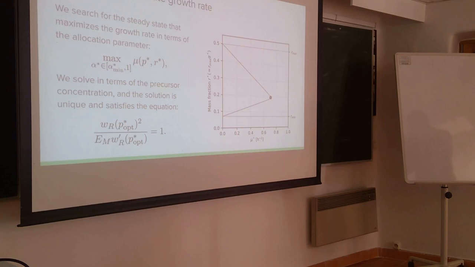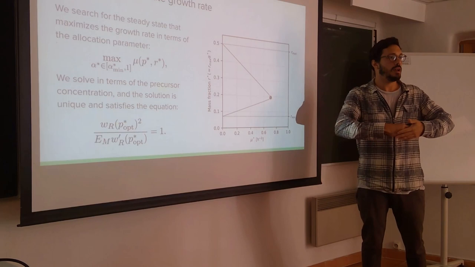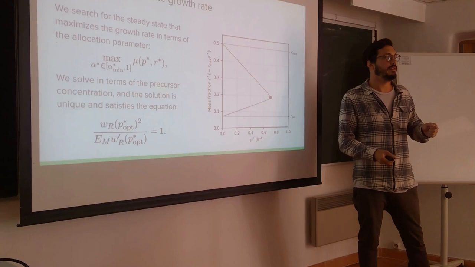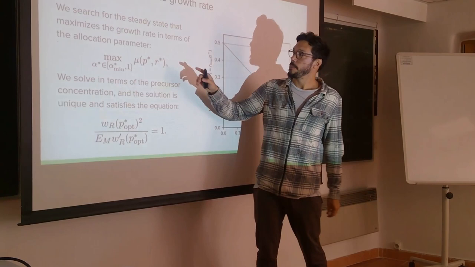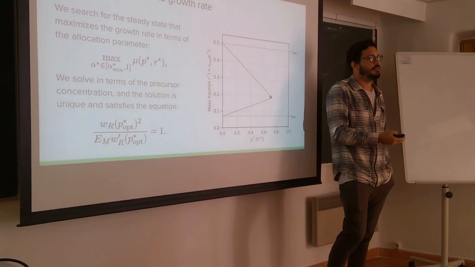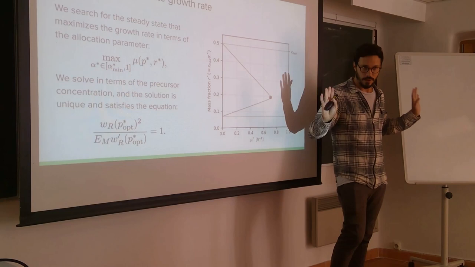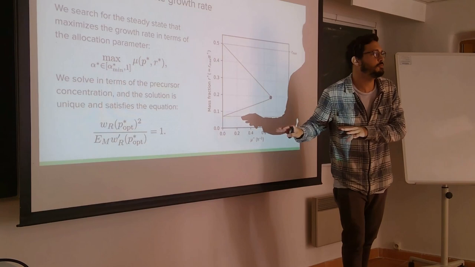So what we will do now is that we have a set of steady states depending on the allocation, the steady state allocation alpha star. Okay, so alpha star will decide on the steady state. But now we want to obtain the maximal steady state growth rate. Why do we want to do that? Because that's what bacteria do in nature. They maximize growth rate in order to compete with other species, okay? That is arguable. There are a lot of points of view, but this is our hypothesis in this work, of course.